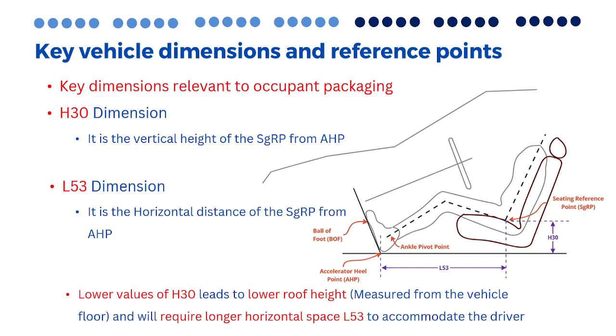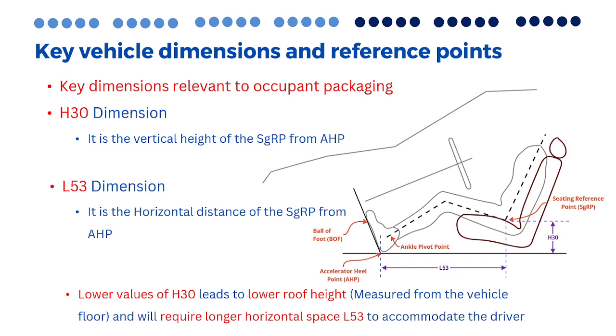The second dimension is L53, which is a horizontal dimension. L53 represents the horizontal distance from the AHP, that is the accelerator heel point, to the SgRP, essentially defining the legroom available to the driver. This measurement ensures that the driver has enough space to operate the pedals without straining their legs.